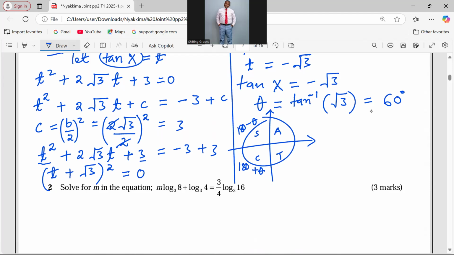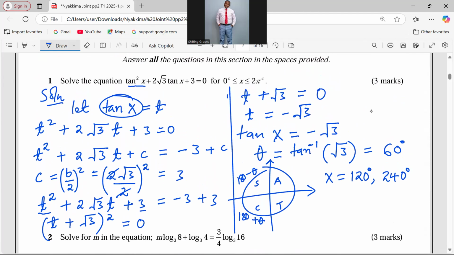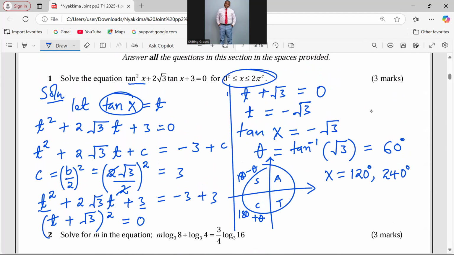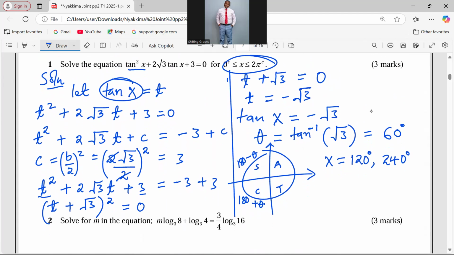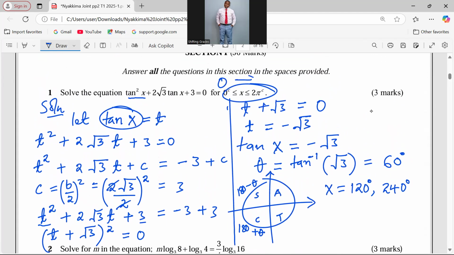Therefore, the values of x are 180 minus 60, which is 120, and 180 plus 60, which is 240. So these are the only possible angles of x, but now remember they are in degrees. So we have to convert them into pi radians because of the range given there. And it's good to know that this is between 0 and 360 degrees, because 2 pi radians is equivalent to 360 degrees.